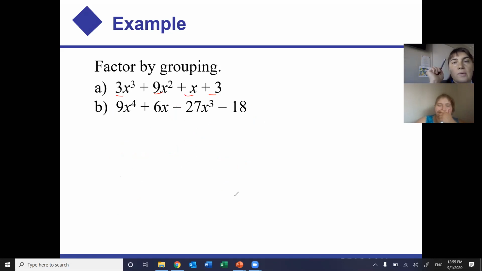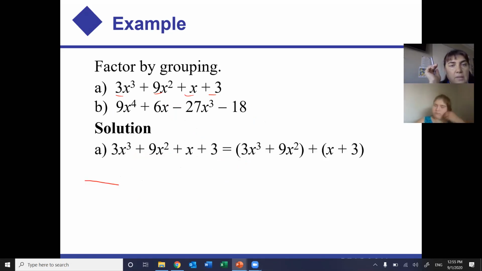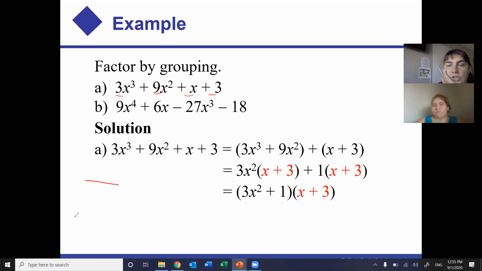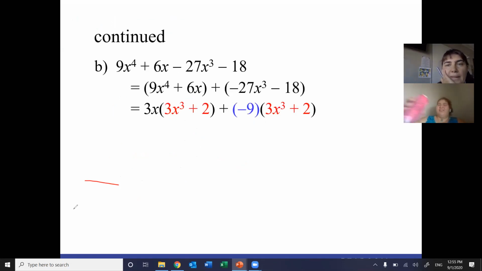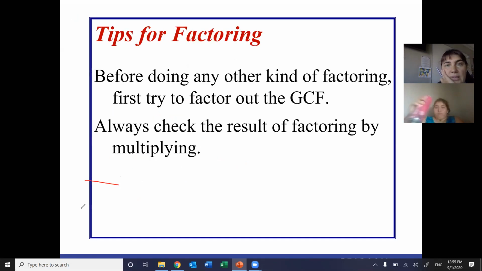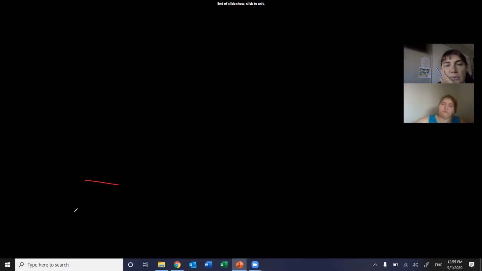Okay, good job, Carissa. Let's see. Okay, here is the solution. What happened with the plus? Oh, this is the first problem. Okay, here you go. Minus 9, negative 9. Okay. Tips for factoring. Ooh, look, black screen.